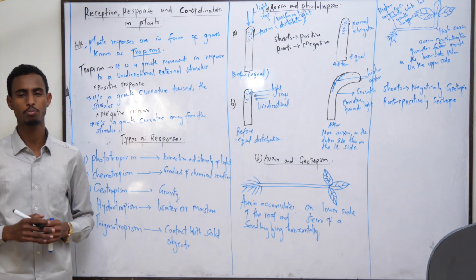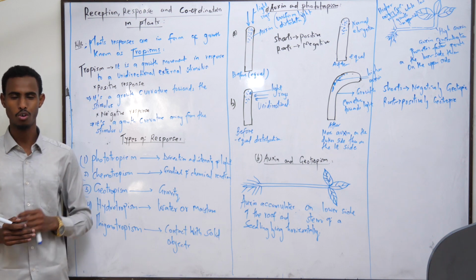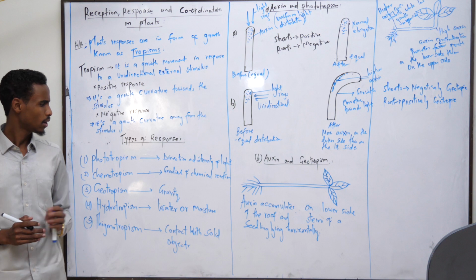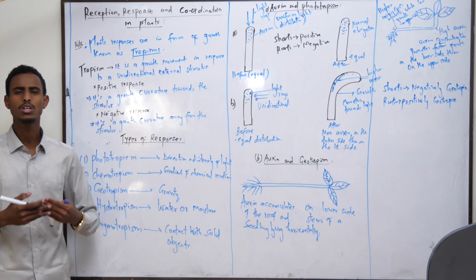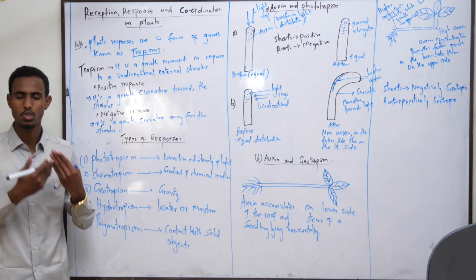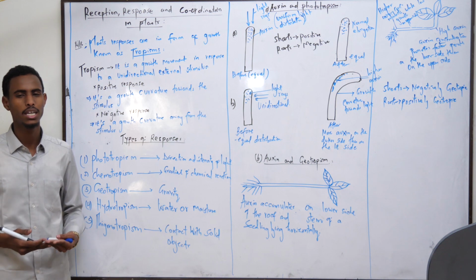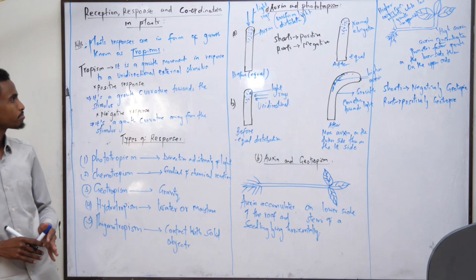positive and negative tropisms, types of tropism, and the survival tactic of each and every tropism. Now let's go to the next thing. Let's look at Auxin and geotropism, Auxin and phototropism, as well as Auxin and zygmotropism, or rather haptotropism.